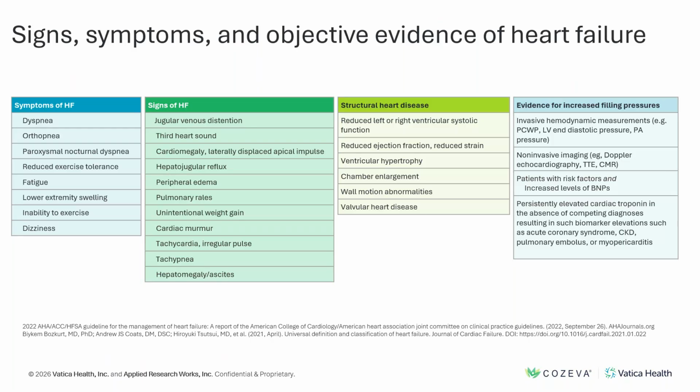And objective evidence may include a reduced ejection fraction, structural heart disease like left ventricular hypertrophy or chamber enlargement, or other imaging abnormalities that are consistent with heart failure. Hemodynamic measurements and cardiac biomarkers like a BNP also provide evidence of elevated filling pressure and support the diagnosis.